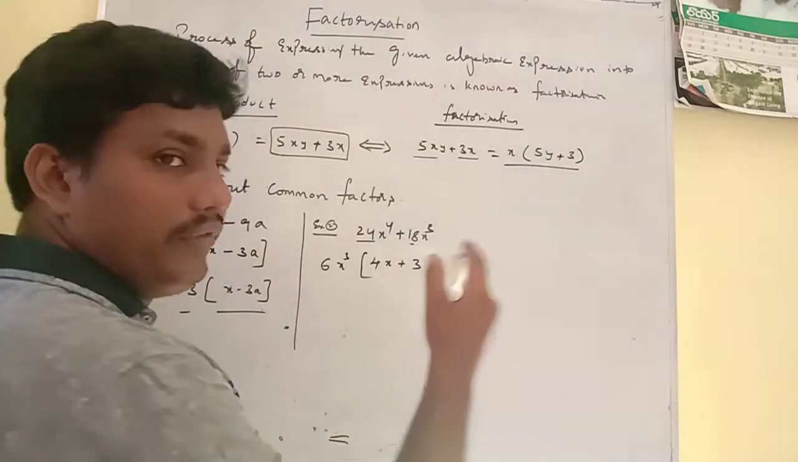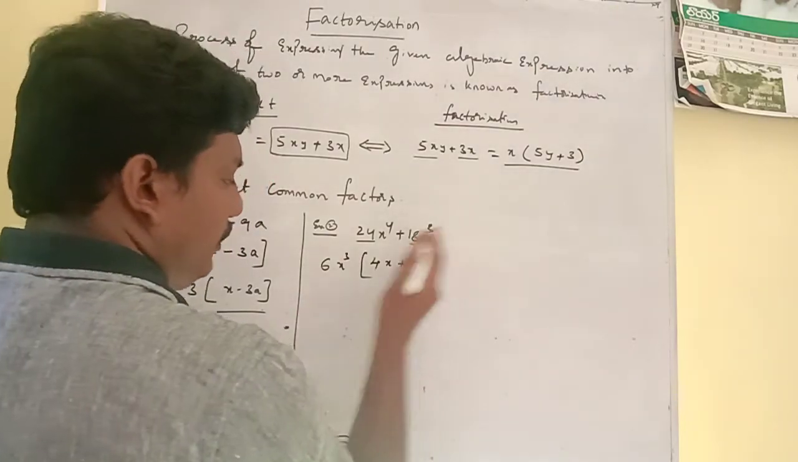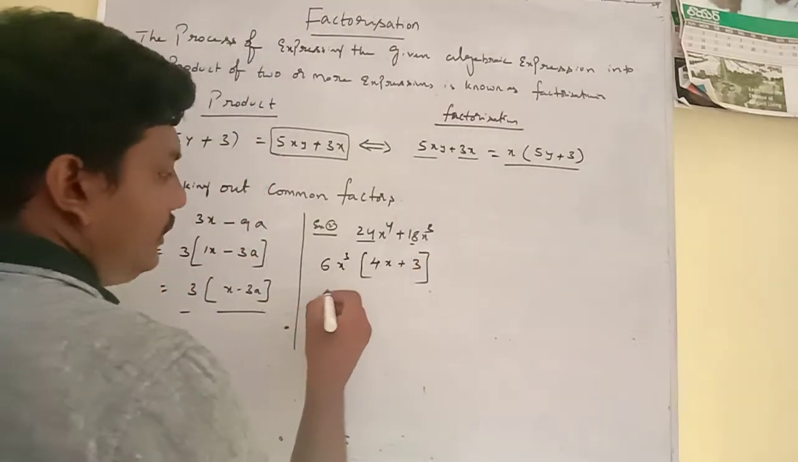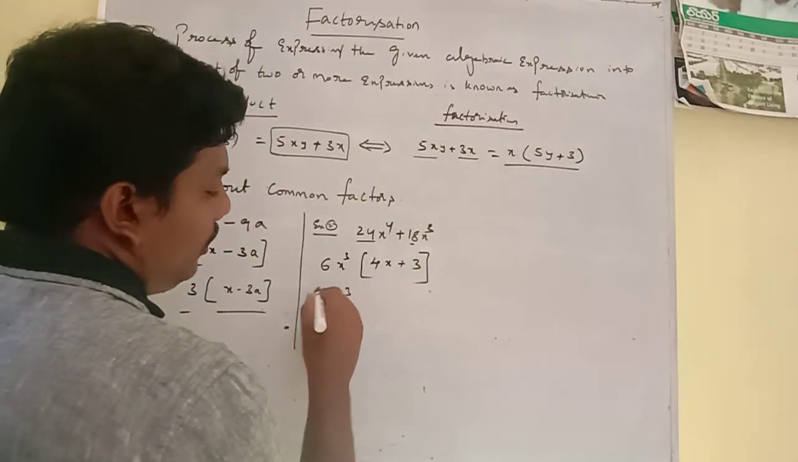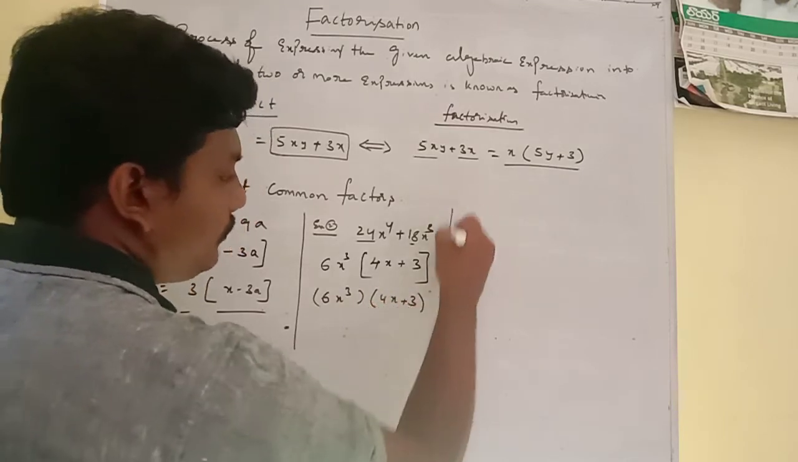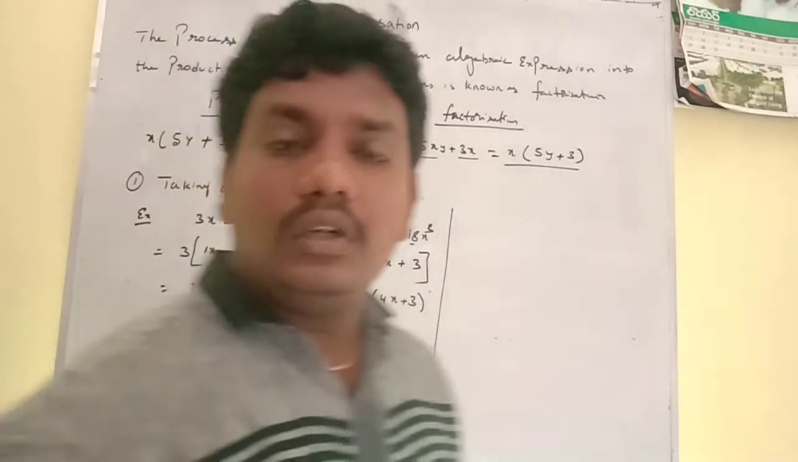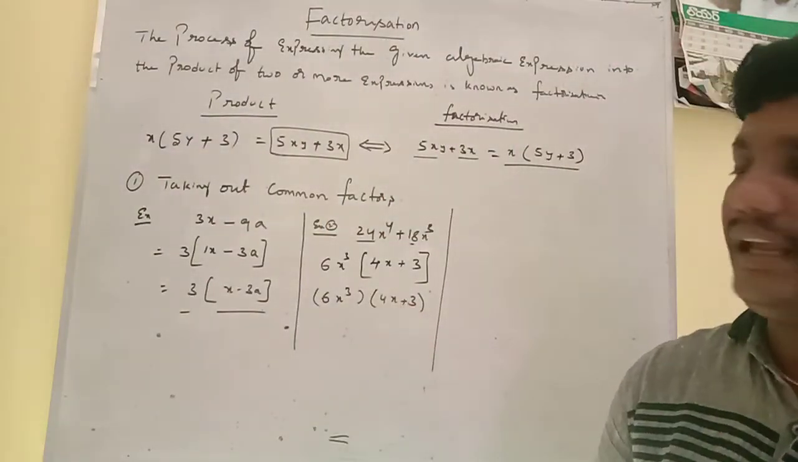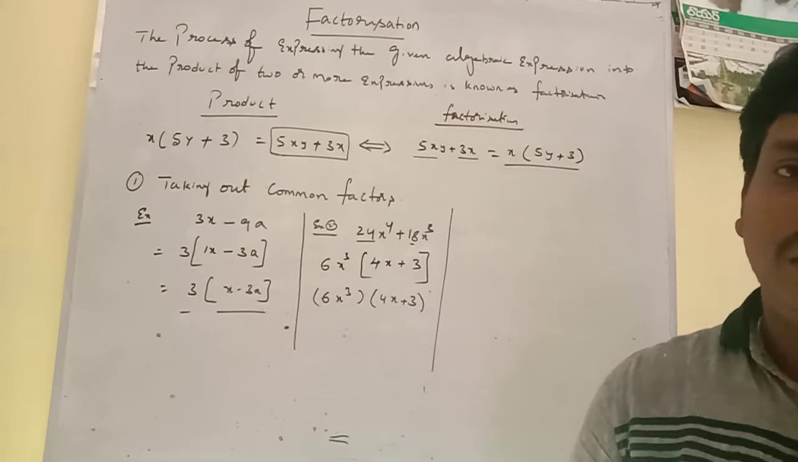Then x cube we have already taken 3 times. It is repeating 3 times, so I have taken it. That's why no need of the x term here again. So now this is the value x cube, 6x cube into 4x plus 3. This is how to find the factorization of the given expression by taking common factors.